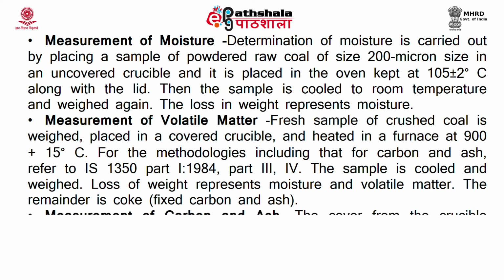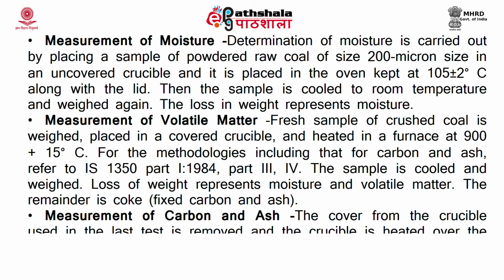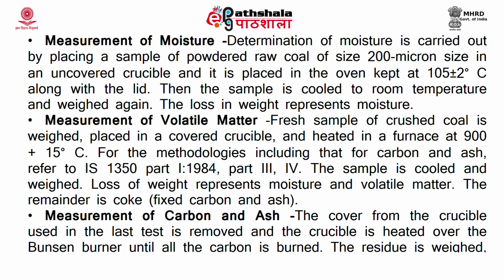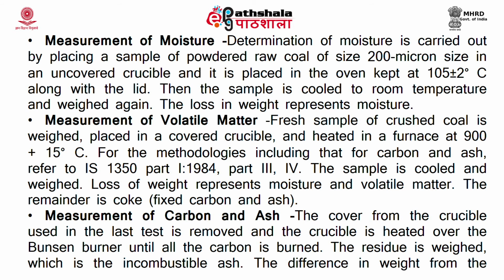How to measure the carbon and ash content? The cover from the crucible which is used for the volatile matter estimation is removed, and the crucible is heated over the burner until all the carbon is burned. The residue is weighed, which is the incombustible ash. Difference in weight from the previous weighing is the fixed carbon. That is, fixed carbon is derived by subtracting from 100 the value of moisture, volatile matter and ash.